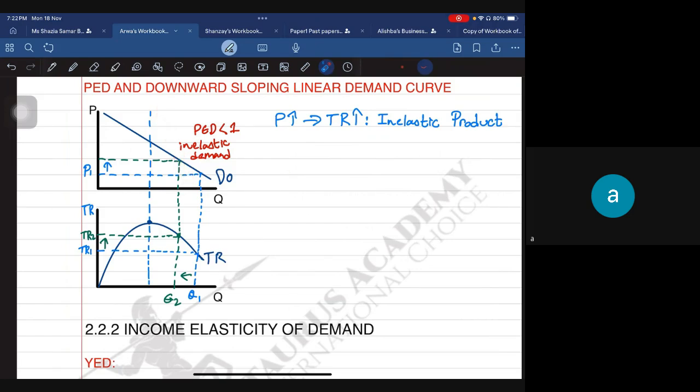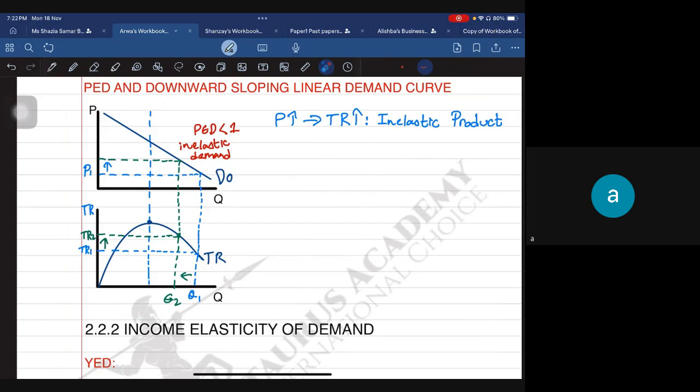Why? The reason is that we have to show two sides to this, an elastic one and an inelastic one, on a diagram which is a straight demand curve. Because we are showing it through the total revenue. That's why we have made a diagram like this. You understand my point here?